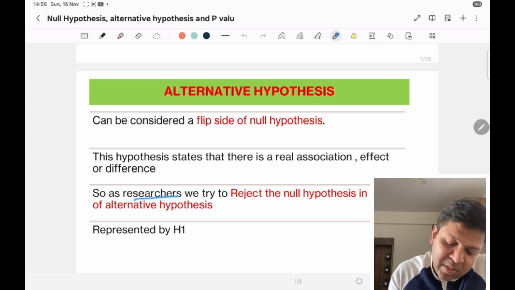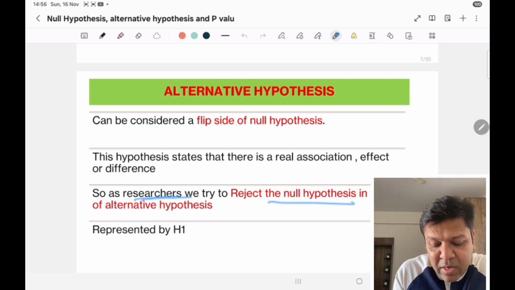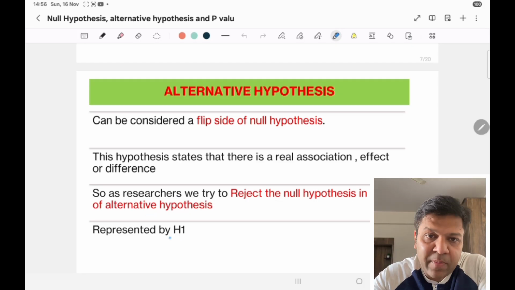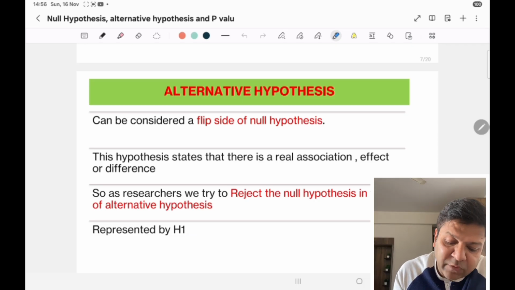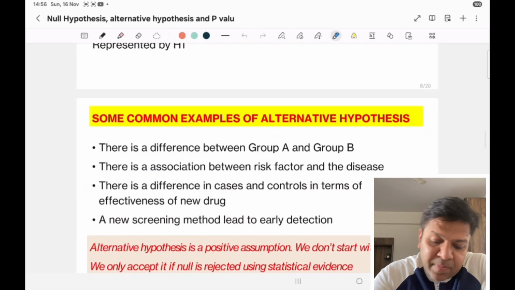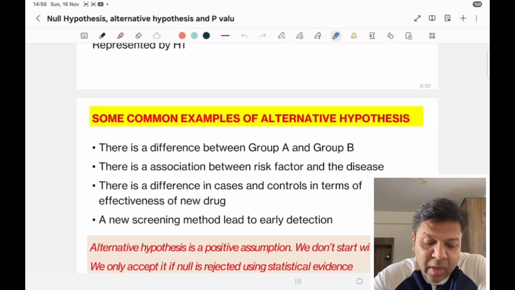So as researchers, again and again I'm saying the same thing. We are trying to reject the null hypothesis in favor of the alternative hypothesis. And the alternative hypothesis is represented by H1. Great. So some common examples of alternative hypothesis.